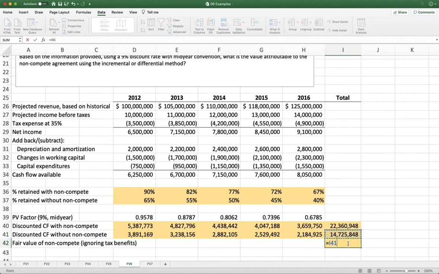So we're going to take the difference between those cash flows that we think we'll get with the non-compete versus the cash flows we think we would get without the non-compete. And that tells us that the value of our non-compete is about $7.6 million.